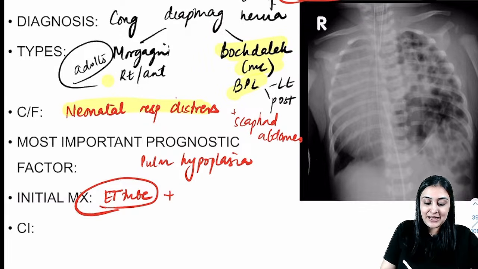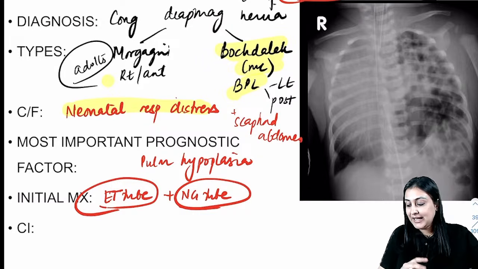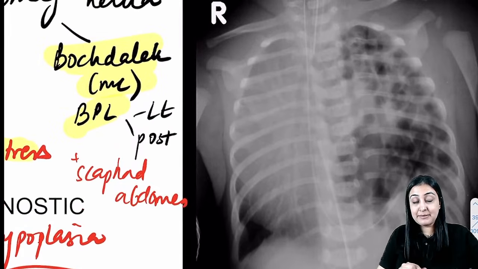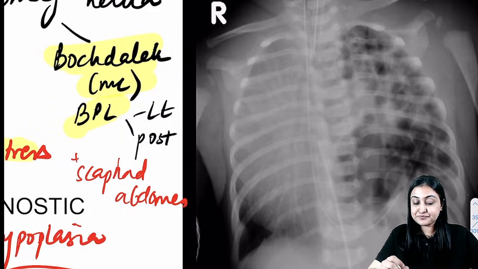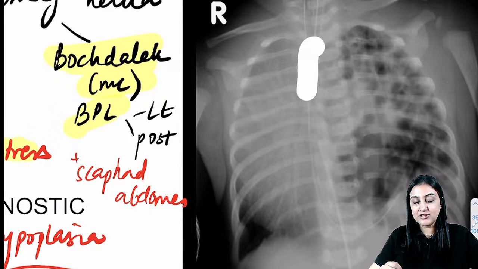सबसे पहले ET tube डालेंगे, फिर डालेंगे NG tube. Why NG tube? Because I want to decompress these bowel loops, right? So now look at this X-ray here. Can you see this tube here, this line here? This is ET tube. And can you see one more tube which is going like this? This is your NG tube.